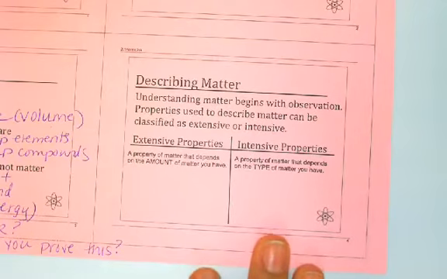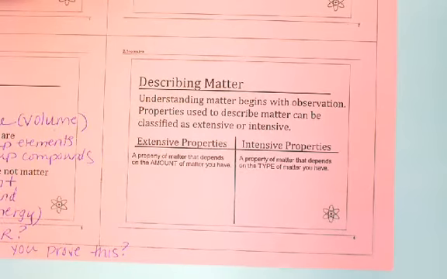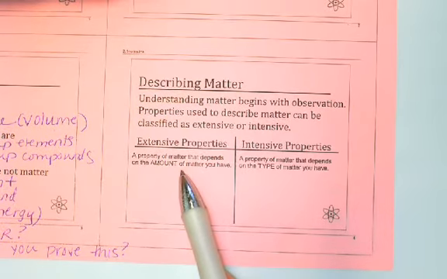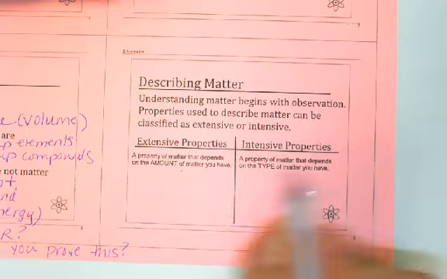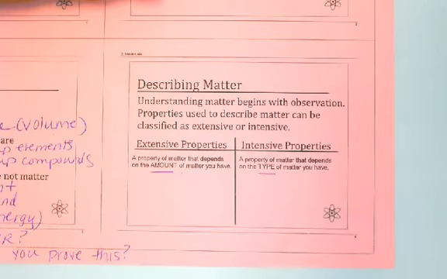So when we describe matter, we usually focus on our observations. We look at properties used to describe matter and classify them as extensive or intensive. Extensive properties depend on the amount of matter you have, while intensive properties depend on the type of matter you have.